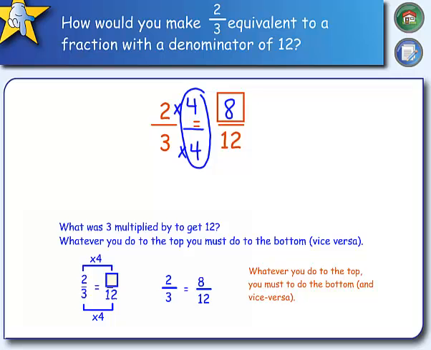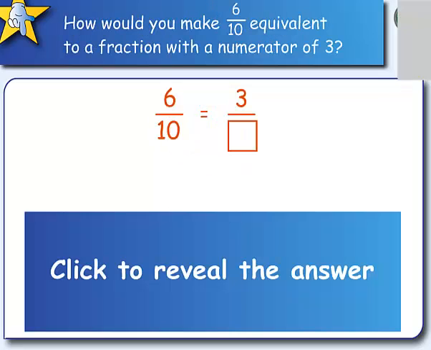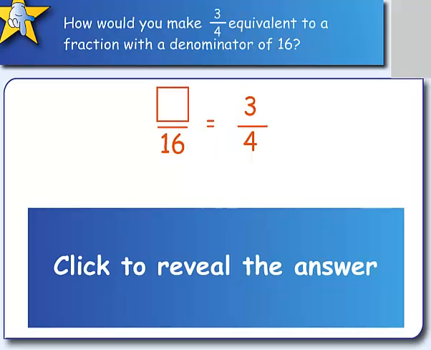I have 2 more examples I'd like you to try into your notes. Here's the first one. Copy this down, and then I'll go on to the next one. And here's the second one. You can also rewrite this one as 3/4 equals blank over 16 if necessary.